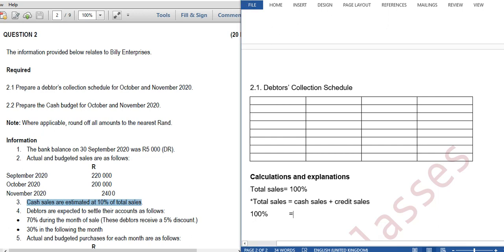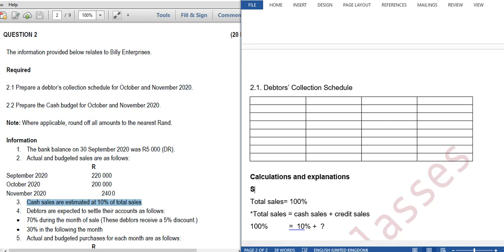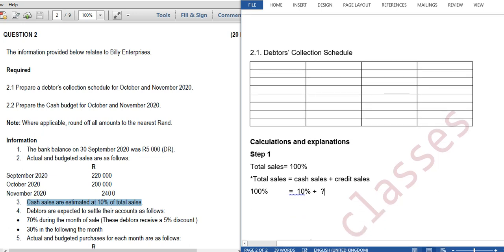So this is 10%, then plus, here is the one that you want to look for. We don't have it. So if cash sales are 10% and total sales are 100%, we are simply going to do this. So let me break this down and say this was step 1. Then now let us go to step number 2.